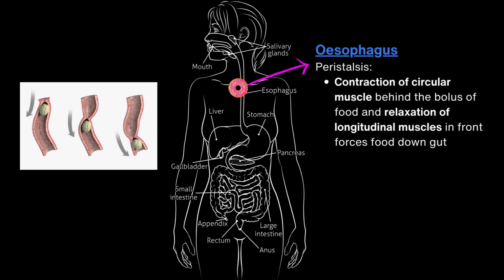And as we said, this peristalsis process happens, which involves the contraction of the circular muscle behind the bolus of food, combined with the relaxation of the longitudinal muscles in front of the food, which forces it down the gut. And these waves of contraction propel it all the way down to the stomach.